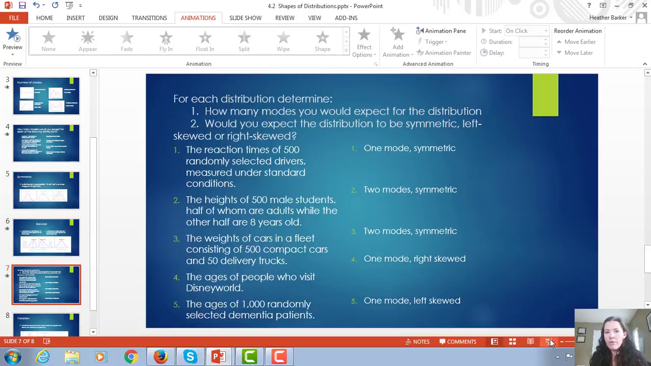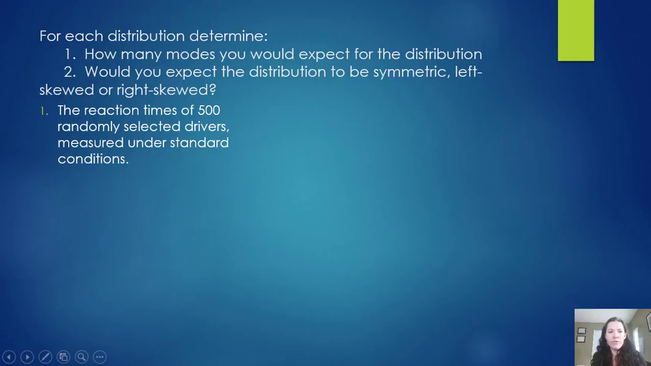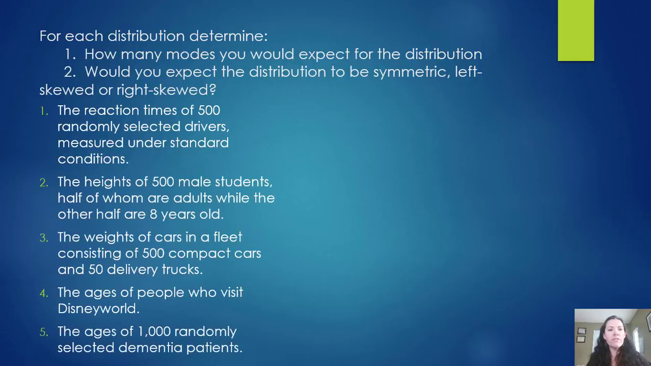Alright, so let's think about how many modes you'd expect for a distribution and whether it would be left or right skewed. And let me put these up here first. So the reaction time of 500 randomly selected drivers measured under standard conditions. Alright, so we think about this one. It's something that's kind of natural. So people are usually going to have about the same reaction times to things. So I would expect it to be uniform, or not uniform, I'm sorry, symmetric.